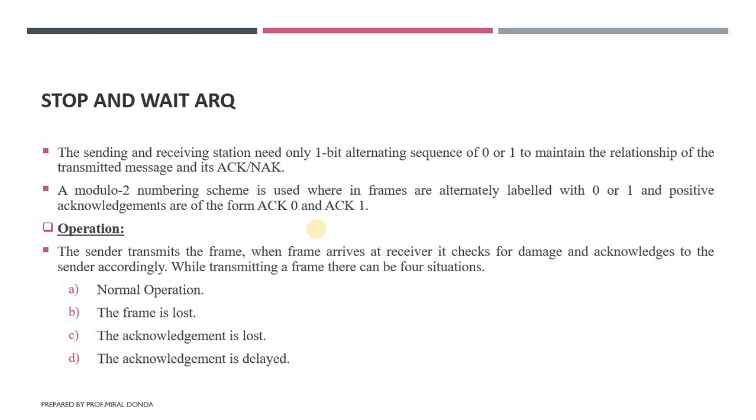The next is the operations. So the sender transmits the frames, and the frame arrives at the receiver. It checks for damage and acknowledges to the sender accordingly. While transmitting a frame, there can be 4 situations. The first is a normal case, second is the frame is lost, third case is the acknowledgement is lost, and the fourth case is the acknowledgement is delayed. So let's start with the first case.